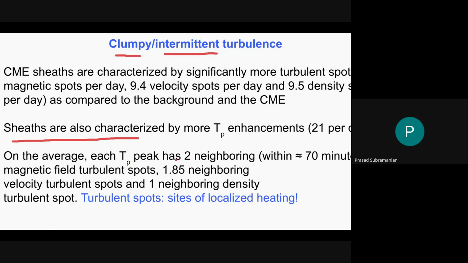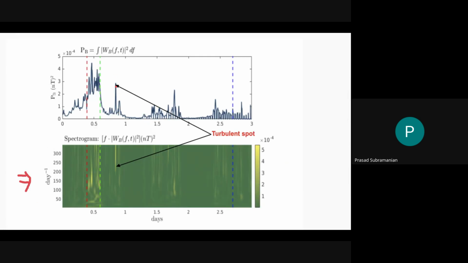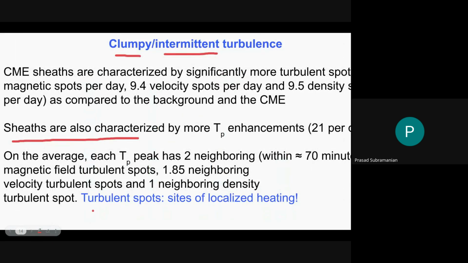Each proton temperature peak has about 2 neighboring magnetic field turbulence spots. By neighboring, I mean within 70 minutes. 1.8 neighboring velocity turbulence spots and 1 neighboring density turbulence spot. In other words, if you see a turbulence spot in the magnetic field, it's most likely going to have a peak in the proton temperature within about 70 minutes. So clearly this is pointing to the turbulence spots being sites of localized heating.